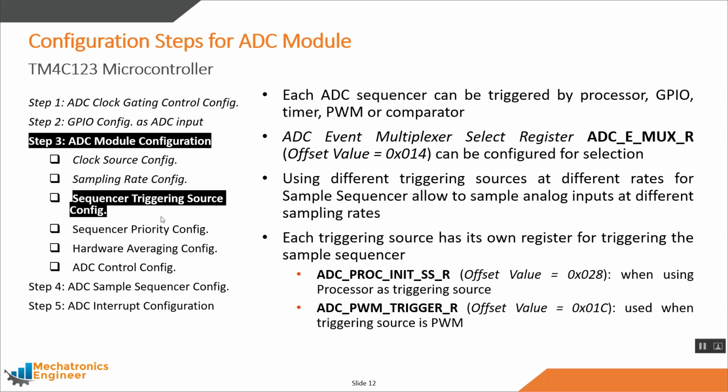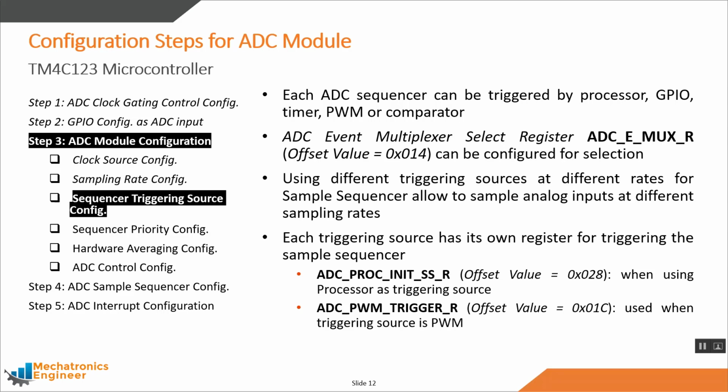Sequencer triggering source configuration. Each ADC sequencer can be triggered for sampling by different sources, including processor, GPIO pin, timer, PWM, or comparator. The triggering source selection is done by configuring the ADC event multiplexer select register that has an offset value of hex 014. Using different triggering sources at different rates for the sample sequencer allows us to sample analog inputs at different sampling rates.